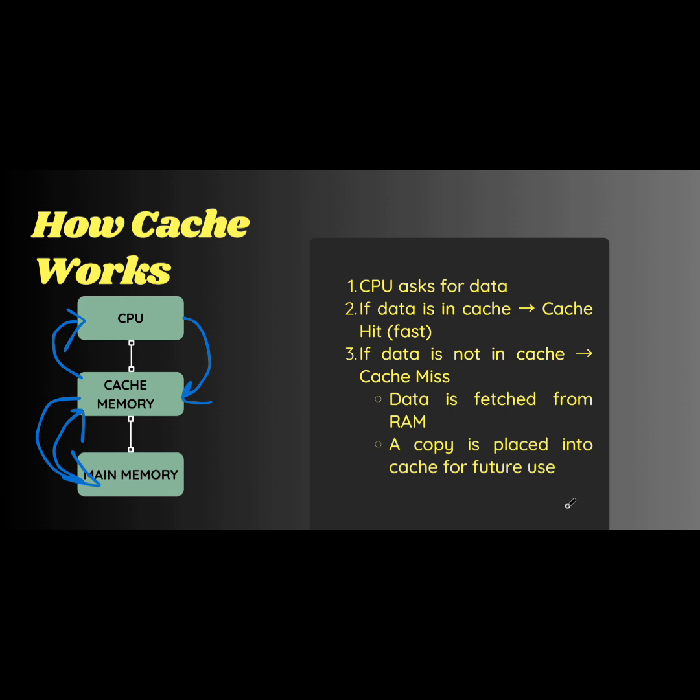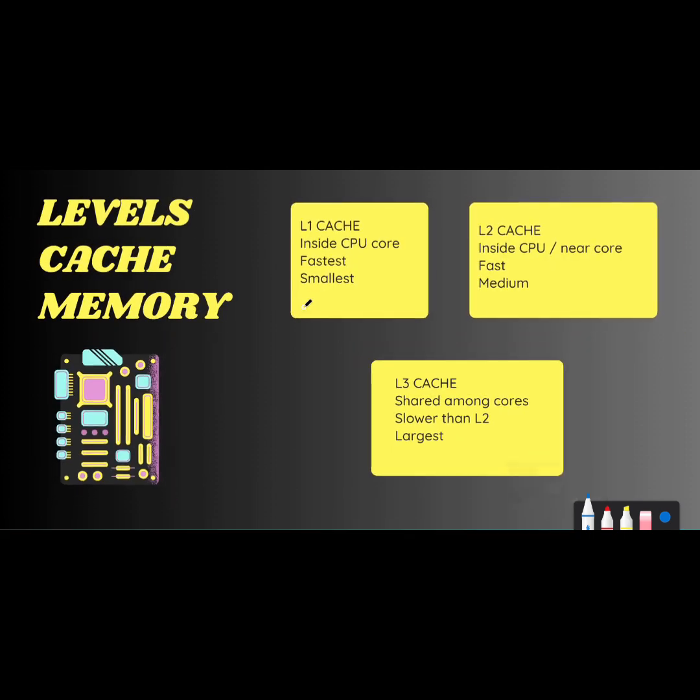Next comes the levels of the cache memory. There are three levels in cache memory: L1 cache, L2 cache, and L3 cache. Level 1, level 2, and level 3. Level 1 cache is present inside the CPU core, and it is the fastest among all three levels of caches and it is the smallest one.